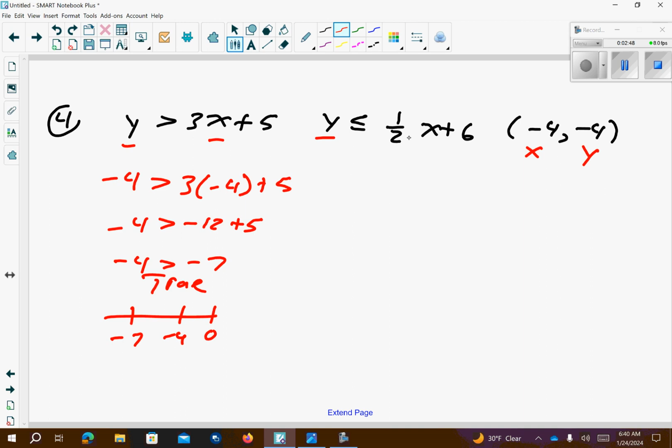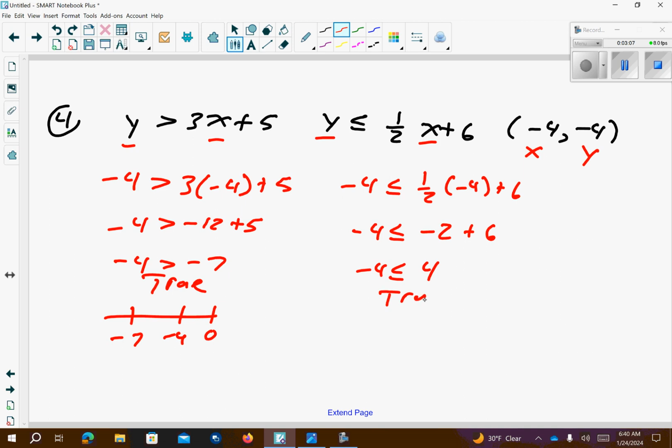Okay. And I'll plug my x and y value in here and here. So I get negative 4 is less than or equal to 1/2 times negative 4 plus 6. Negative 4 is less than or equal to half of negative 4, which is negative 2, plus 6. So is negative 4 less than or equal to 4? Yes, it is. This is also true. So, yes, this is a solution.